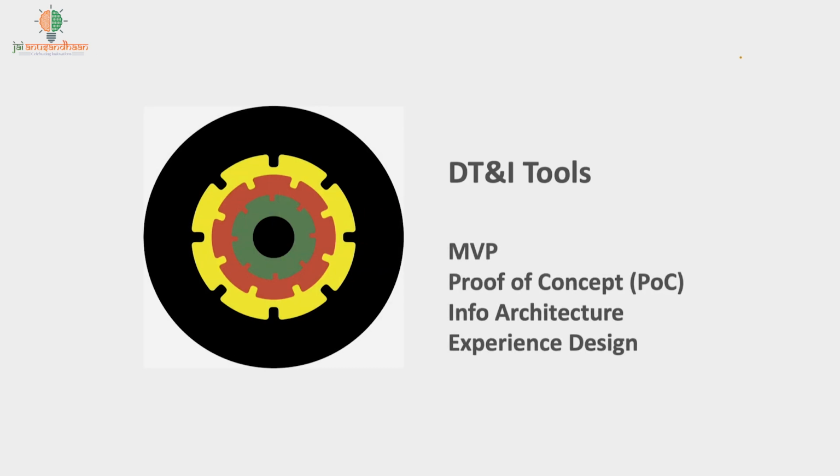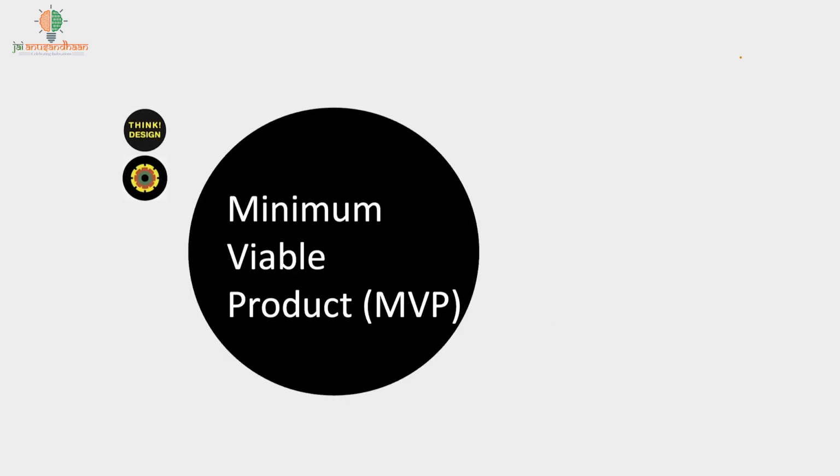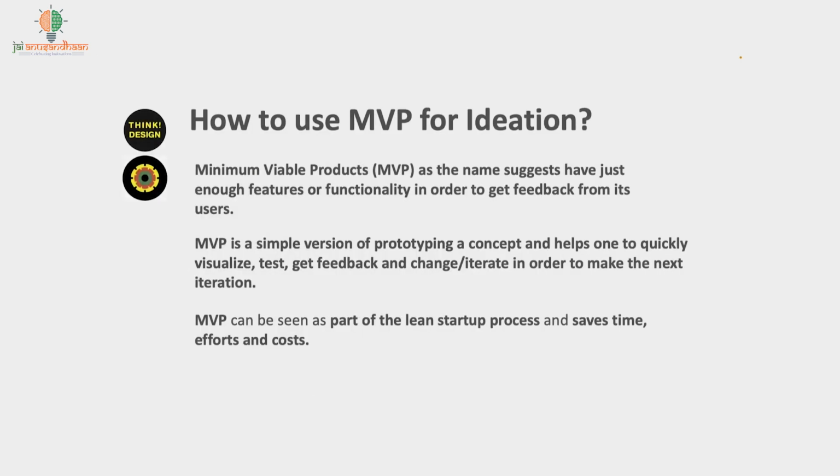Again, all these are tools: minimum viable product, proof of concept, information architecture and experience design. So, let us look at minimum viable product, MVP. We have gone through this in the previous section. It is a simple version of the product that you are doing, so that you can test it out and get feedback from the users. And it helps you to do it very quickly without spending a lot of money and effort.